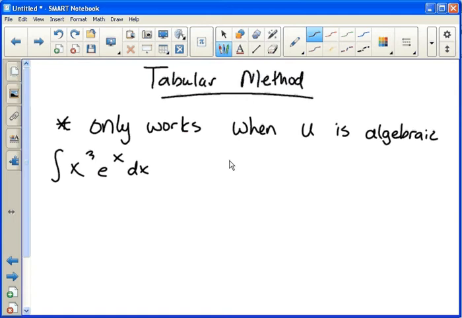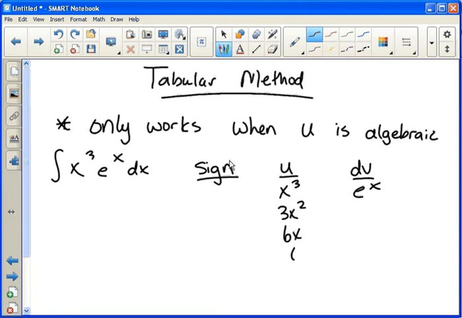So, here's how it works. You set up three columns. One for the sign, as in positive or negative, one for the u, and one for the dv. So just like normal, we do have to identify the u, which would be x cubed, and the dv in this case would be e to the x. So we take the derivative in the u column until we get to zero.